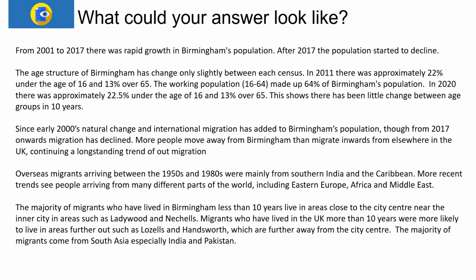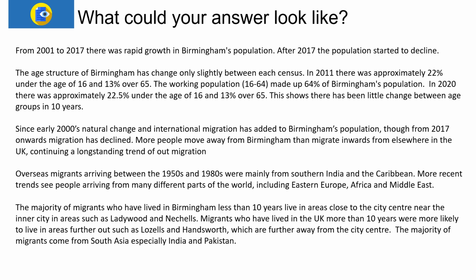The age structure of Birmingham has changed only slightly between each census. In 2011, there was approximately 22% of people under the age of 16 and 13% over the age of 65. The working population made up 64% of Birmingham's population. In 2020, there was approximately 22.5% of people under 16 and 13% over 65. This shows there has been little change between age groups in 10 years.